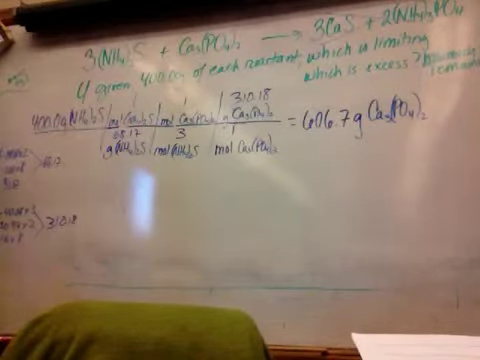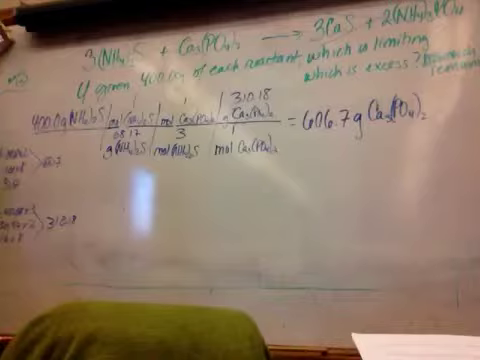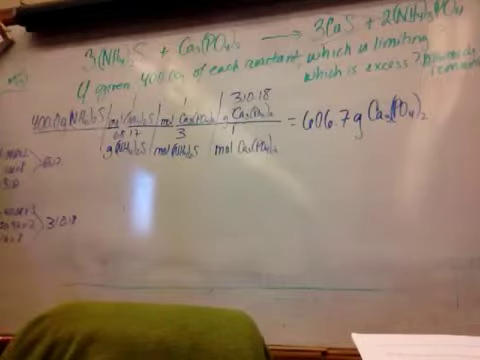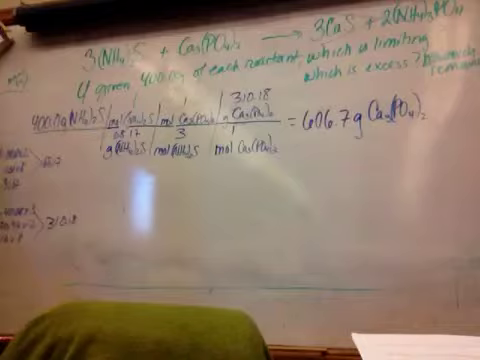Good. Most of you got the right answer, right? Probably a math error if you didn't. Now, what the heck does that mean? Because in limiting and excess reagent problems, getting the right number is only the first step. You can get the right number and get the wrong answer. Of course you can.